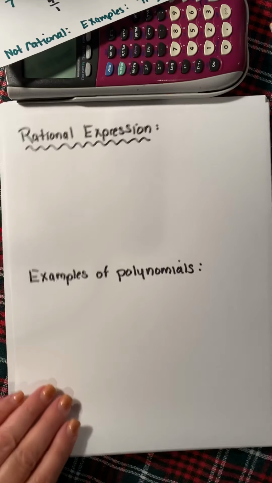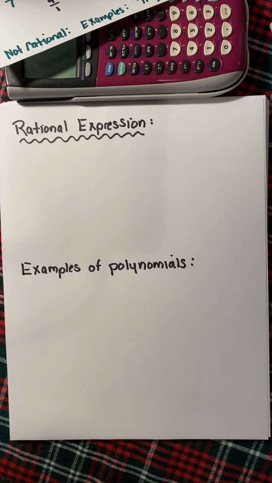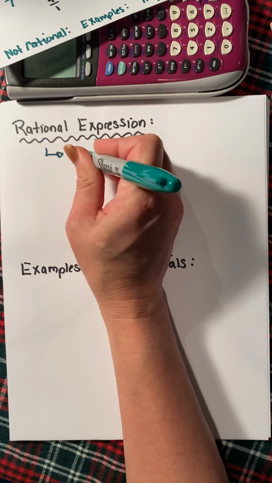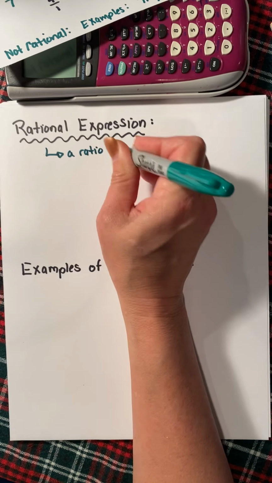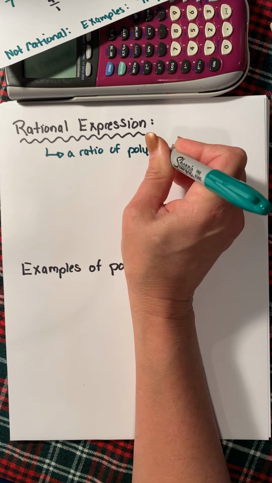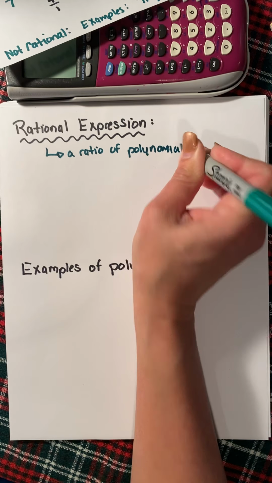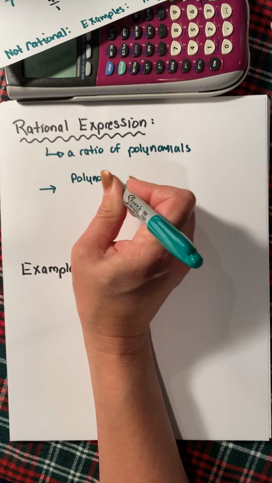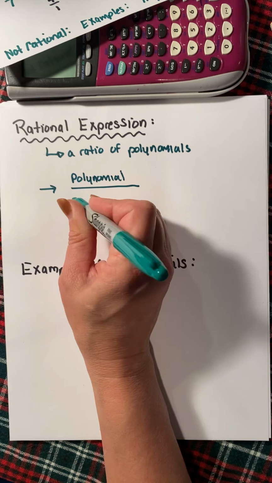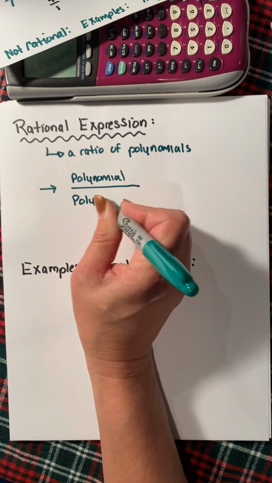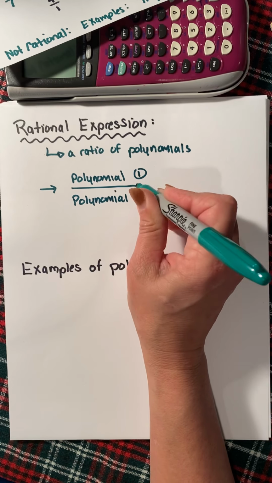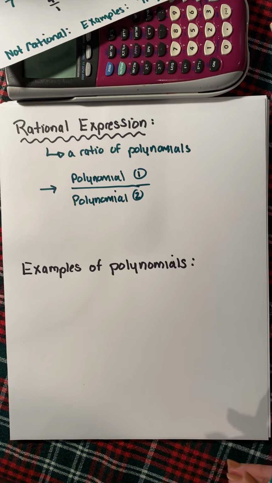So today we're going to talk about rational expressions, and define what a rational expression is. A rational expression is a ratio, instead of numbers, it's a ratio of polynomials. So that is, you're going to have a polynomial over a polynomial. I'm going to say polynomial 1 over polynomial 2 because they typically are different.